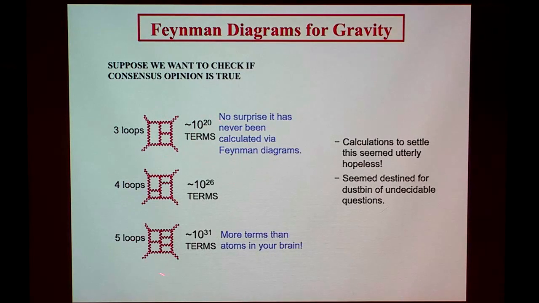Or if you go all the way to 5 loops, which will play an important role later, we're talking about 10 to the 31 terms. That happens to be more terms than there are atoms in an average graduate student's brain. It doesn't fit. You can't do the calculation. Now, of course, if there are some experts here, they might complain about the way I'm counting, but it doesn't make any difference. You can count this any way you want. The conclusion is the same. Calculations to settle this seemed utterly hopeless, and then this question just seemed destined for the dustbin of undecidable questions. Let's compare that to the modern way of doing things.